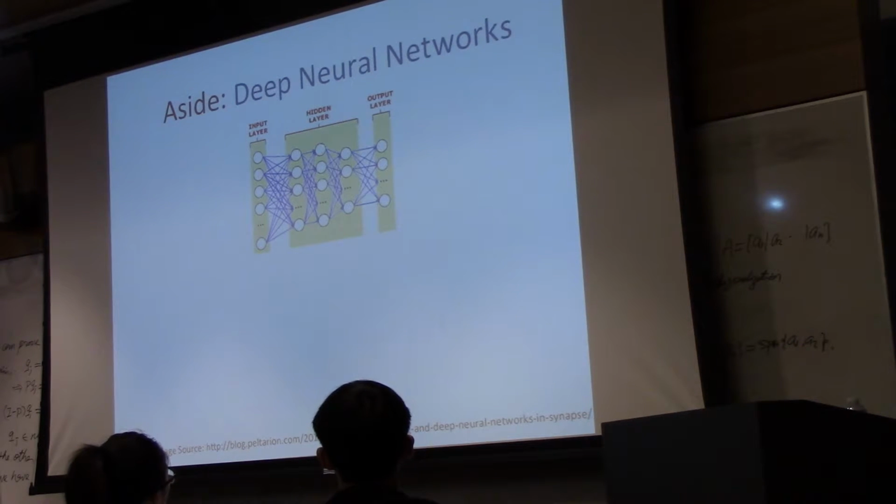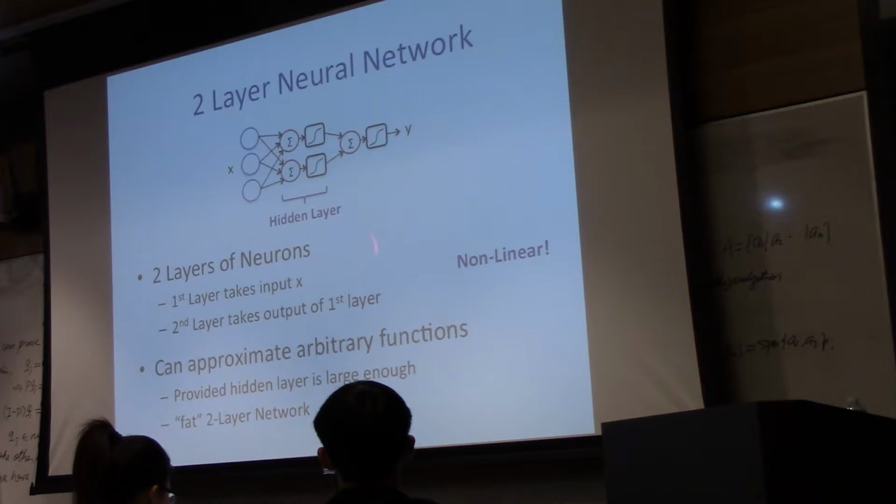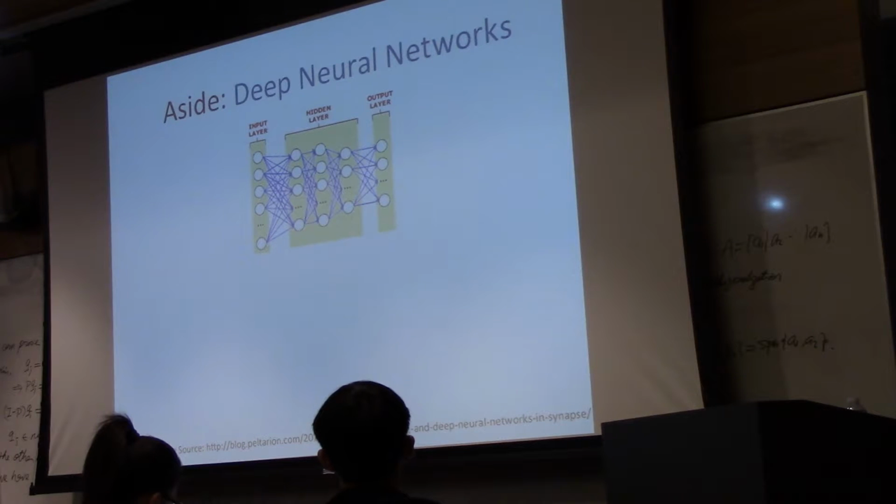So how does this connect to what people these days call deep learning? Well, instead of having just 2 layers, which is what most people in neural networks used up until about 10 years ago, you have many, many hidden layers, and each hidden layer is relatively narrow, right? So it's deep and narrow as opposed to shallow and fat.